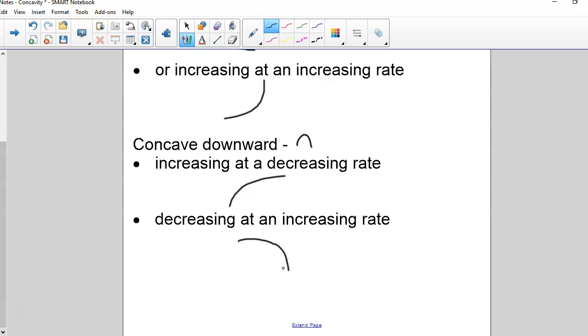So when we think of concavity, we're thinking about the increasing or decreasing, which we can find from the first derivative. And then we must think about the rate at which the function is increasing or decreasing. And the rate that you're increasing or decreasing is going to be the second derivative. Okay?